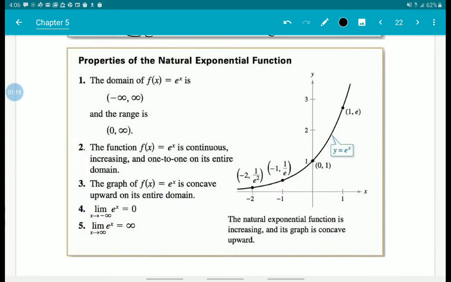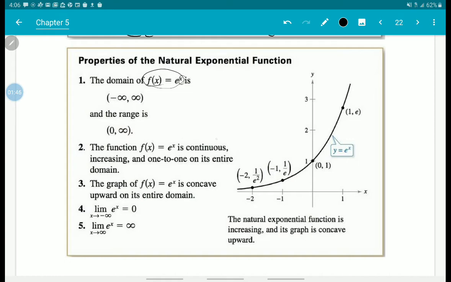Domain properties of e to the x. E to the x is always going to be positive. It's an exponential function. The range is always going to be from 0 to infinity. We can type any number in for that exponent, but we're only going to get numbers out between 0 to infinity. Notice we are not going to get 0, so we're not including that 0 there. That's why there's a parenthesis.